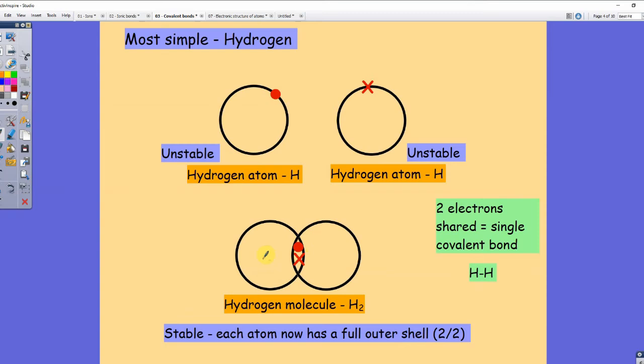So if we look with respect to this hydrogen on the left, there are now 2 electrons in its outer shell, which means it's full, and then with this hydrogen here there are 2 electrons within its outer shell, therefore it too is full and they're stable.